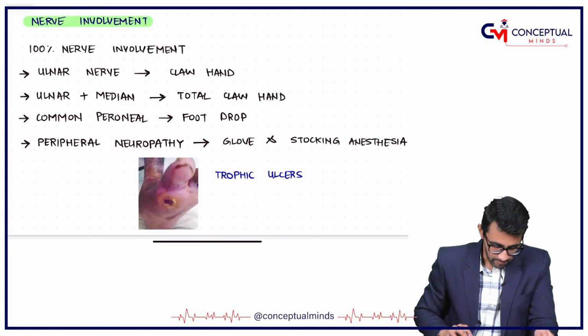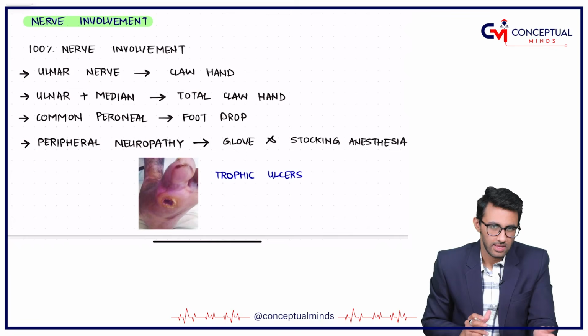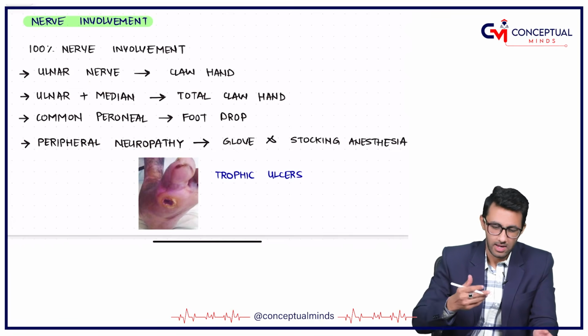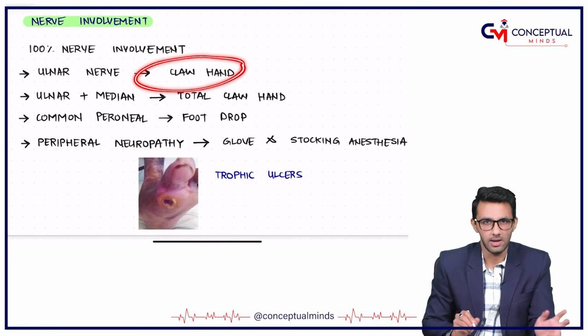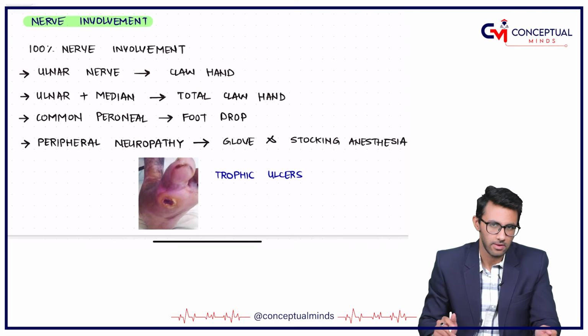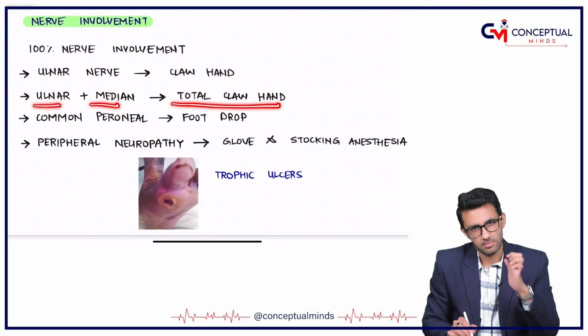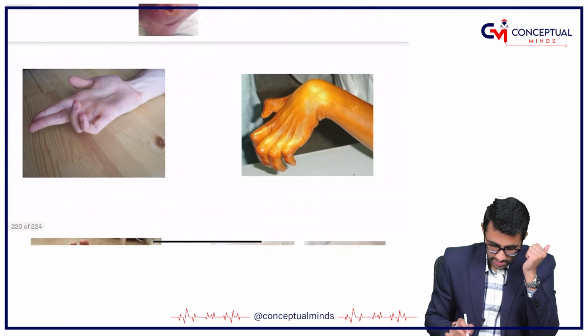Okay, now let us see, if the ulnar nerve is involved. Not only in leprosy, even in other conditions, if the ulnar nerve is damaged, we see something like a claw hand. Okay, if ulnar nerve and median nerve are damaged, we see a total claw hand completely. Okay, we'll see the images as well. Let us see right now.